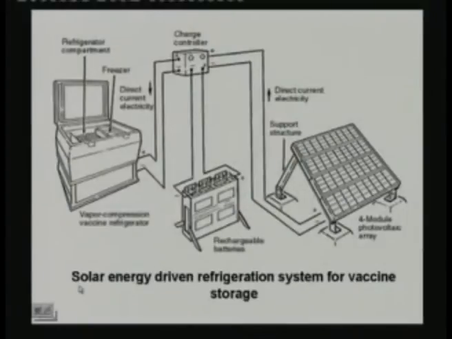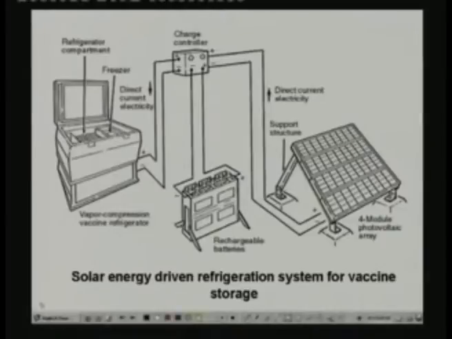Yeah, this picture here shows a solar energy driven refrigerant system for vaccine storage. What we have here is a photovoltaic array. This photovoltaic array converts solar energy into electricity, direct DC current electricity, and this DC current can be used for running a vapor compression refrigerator here.